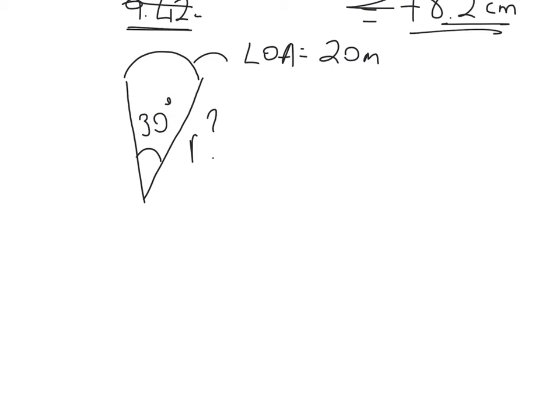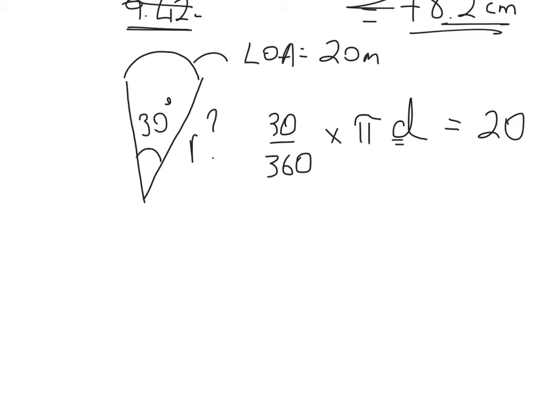So we know that the length of the arc is 30 out of 360 multiplied by pi times the diameter. And we know that that's the length of the arc, and we already have the answer for that. The length of the arc is 20. Now if we can get the diameter, we just need to half that, and that will give me the radius. So I just change the subject of the formula here.